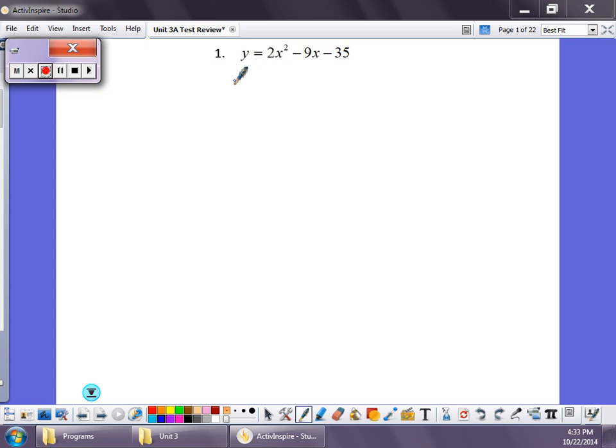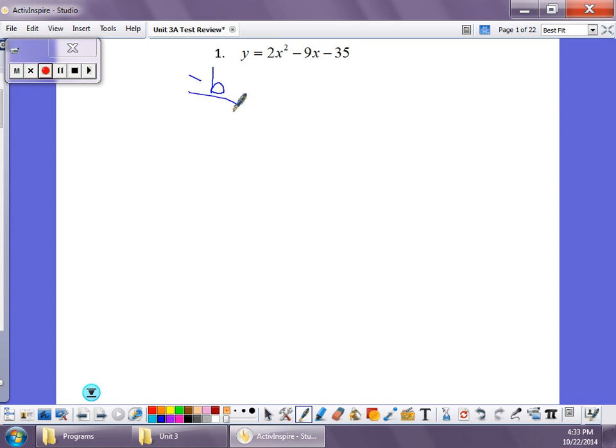So what we can do here is find my vertex. That's how we do it from standard form. So I do that by doing negative b over 2a. So negative b over 2a is going to be negative negative 9, so that's positive 9 over 2 times 2. That gives me 9/4. So that's the x-coordinate of my vertex.